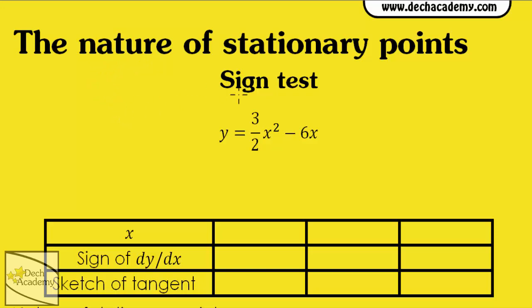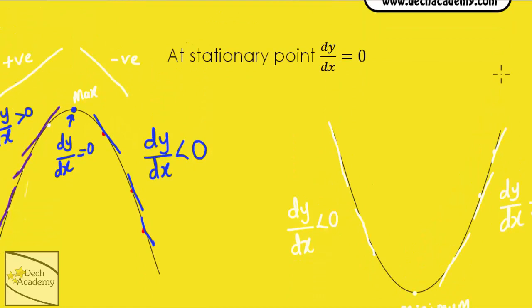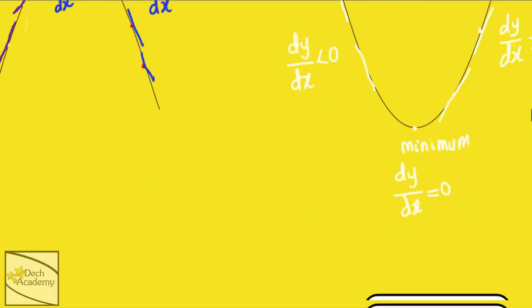So I'm going to show you the first technique, which is the sign test. You need to be able to determine the nature of the stationary point of a quadratic function without even plotting the graph of the function. Determining the nature of a stationary point simply refers to determining whether the stationary point is a maximum or a minimum. Now, as mentioned earlier, at a stationary point, dy dx is 0, and a maximum is a stationary point and a minimum is also a stationary point.